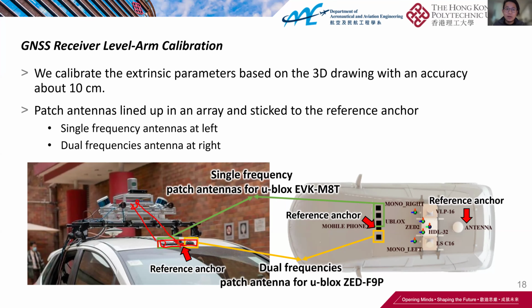So this is not only for the patch antenna; for the geodetic antenna over here, we're also using the same method. So we are not so much confident, but we believe that it is within 10 centimeters. Anything lower than 10 centimeters, we don't really have the confidence. But this is the best we can do for GNSS for now.